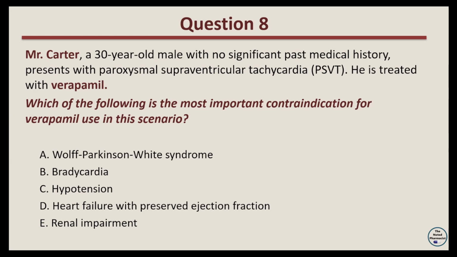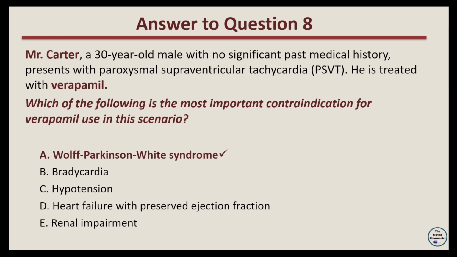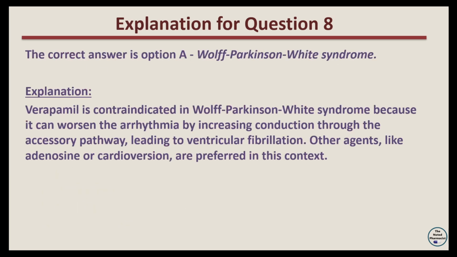Option E, renal impairment. The correct answer is option A, Wolff-Parkinson-White syndrome. The explanation is as follows. Verapamil is contraindicated in Wolff-Parkinson-White syndrome because it can worsen the arrhythmia by increasing conduction through the accessory pathway, leading to ventricular fibrillation. Other agents, like adenosine or cardioversion, are preferred in this context.